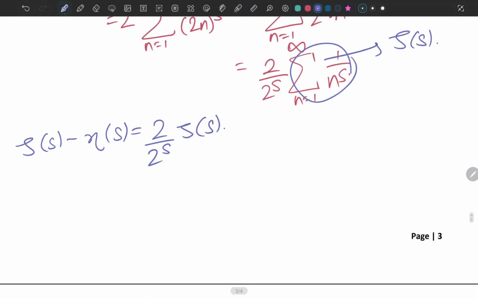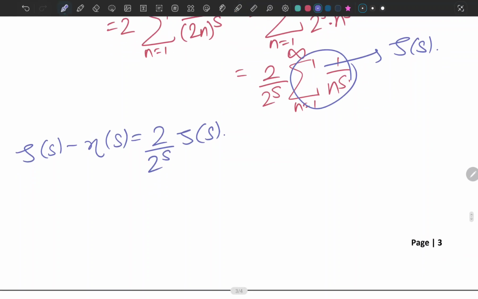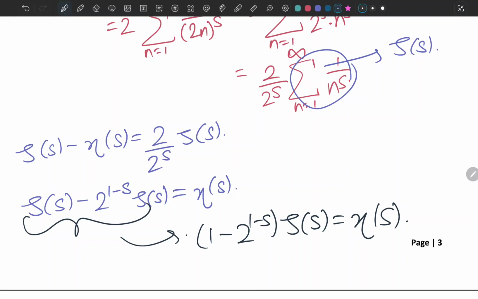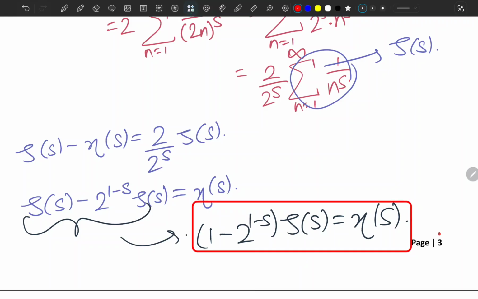We can write that using the basic exponent rules. So we can write this as Riemann zeta of s minus 2 to the 1 minus s times Riemann zeta of s comes out to be eta of s. And hence, after factoring out the Riemann zeta of s from here, that's going to be 1 minus 2 to the 1 minus s times the Riemann zeta of s comes out to be the eta of s. Hence proved.